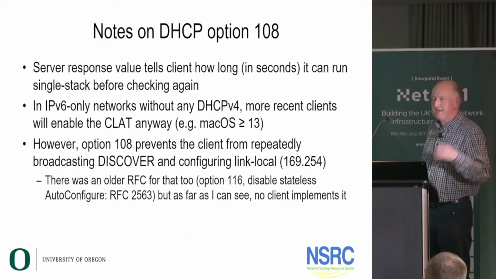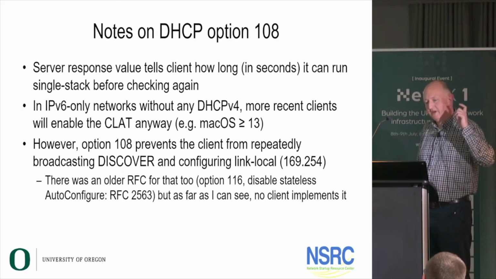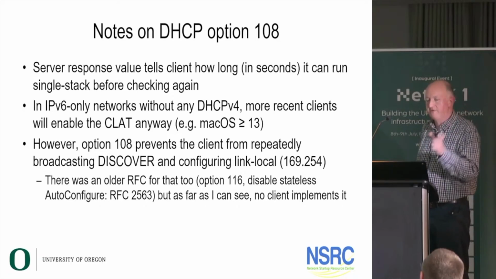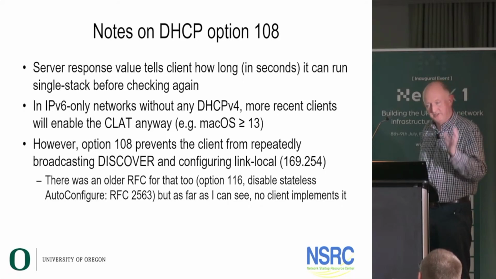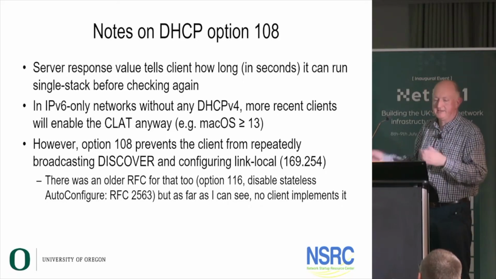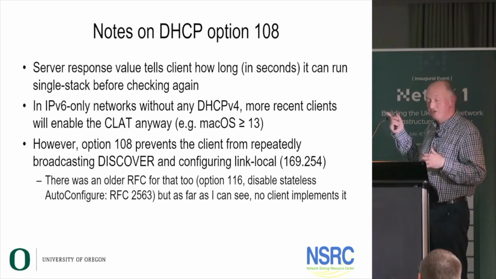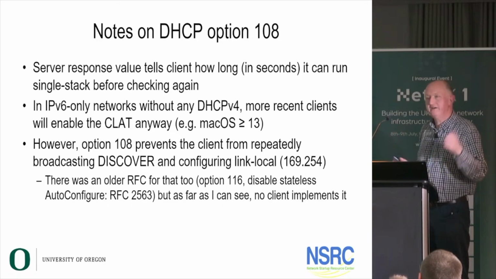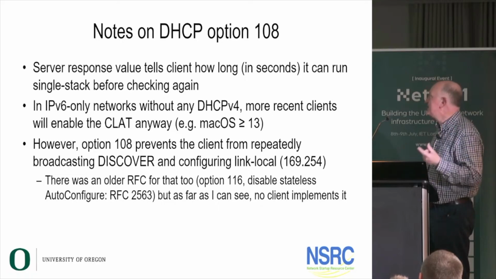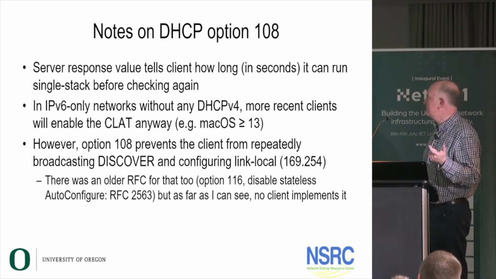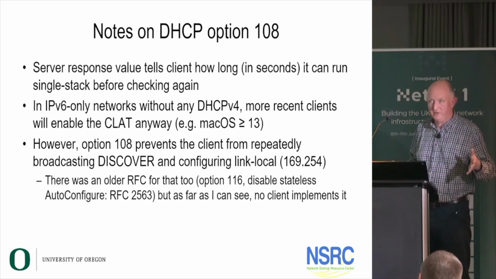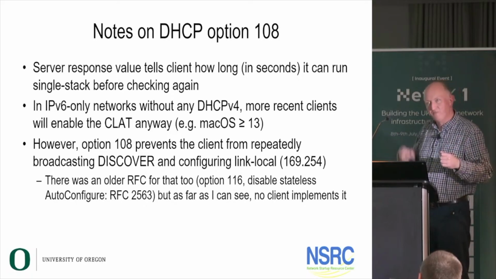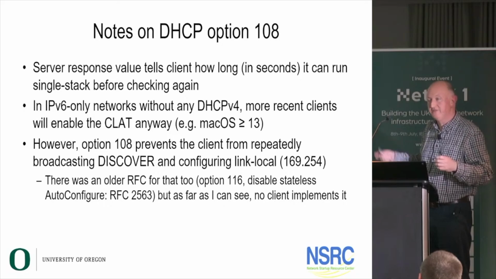So what about this DHCP option 108? Well, the response option 108 has a parameter value, and that's the number of seconds that the client device is allowed to run single stack before it has to ask again. So if you set it to 3600, it'll run like that for an hour, and then it'll DHCP again. Now, it used to be that you needed to provide this option to enable the CLAT, but more recent clients have said, well, if I can't get a v4 address, I'm going to enable the CLAT anyway. So you don't actually need a DHCP v4 server at all to get this activated. However, the benefit of having that with option 108 is that the client is not going to keep broadcasting, constantly trying to find a DHCP v4 server that isn't there.